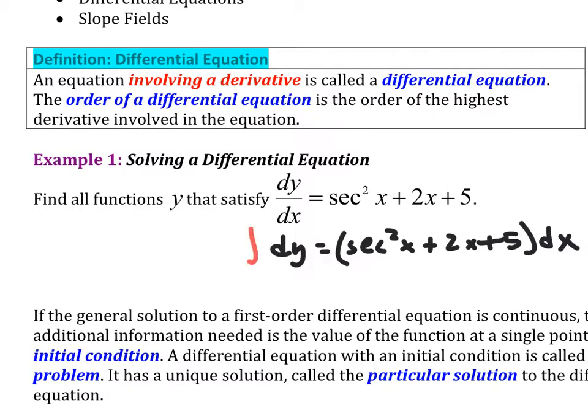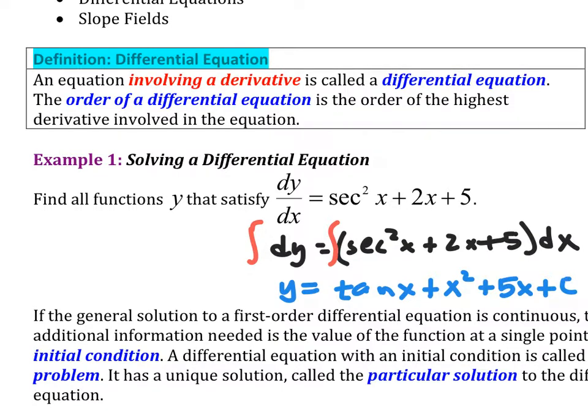Now I would integrate both sides because I want to find a function whose derivative is that. Okay? So if I integrate both sides, on the left I would get y. Right? The integral of 1 dy would be y plus some constant, but I don't really care. I'm not going to leave that on that side. I'm going to bring it over to the other side in a minute anyways. And on the other side I would get tangent x plus x squared plus 5x plus c.